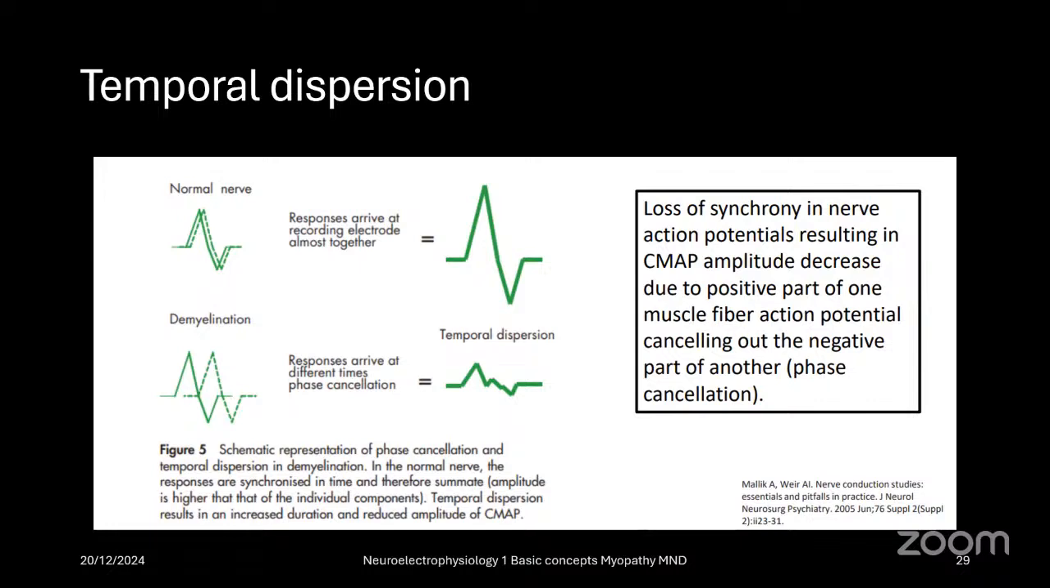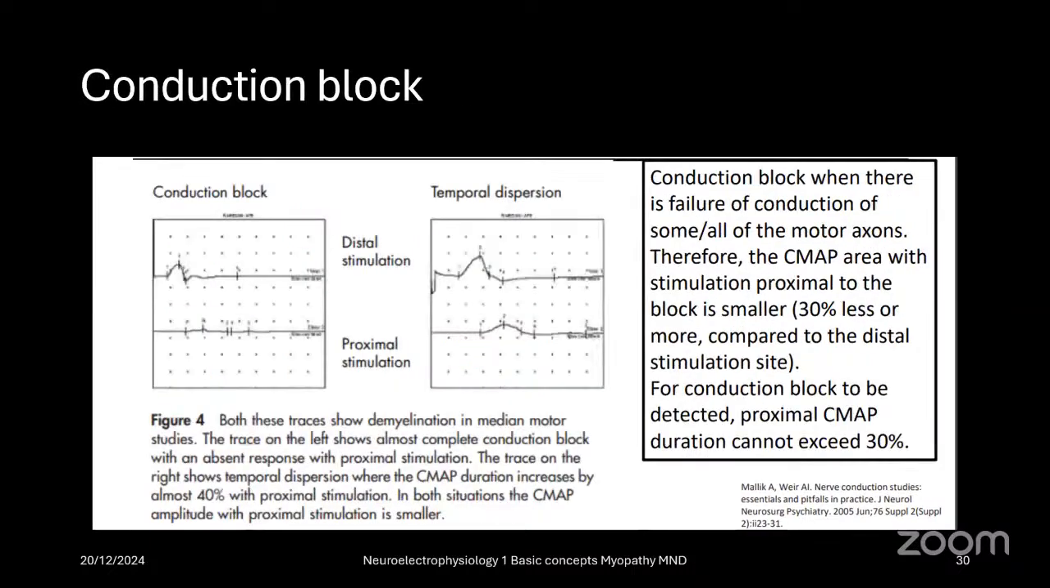The loss of synchrony in nerve action potentials results in a CMAP amplitude decrease due to the positive part of one muscle fiber action potential cancelling out the negative part of another potential. That is called phase cancellation. That phase cancellation will give rise to temporal dispersion. And conduction block: you can look at the conduction block with distal stimulation at the wrist, proximal stimulation at the elbow.